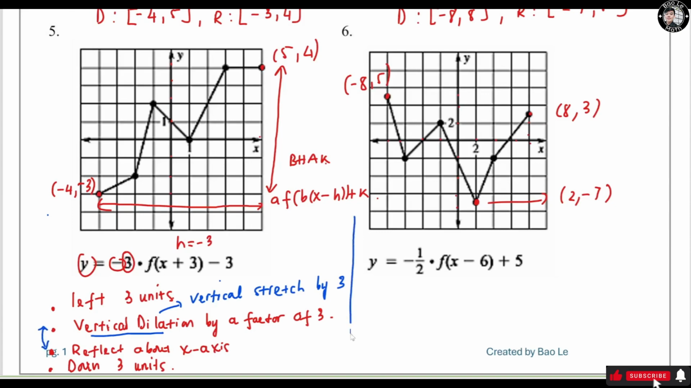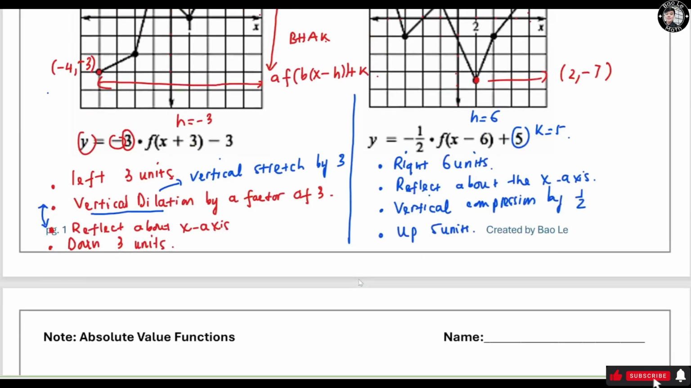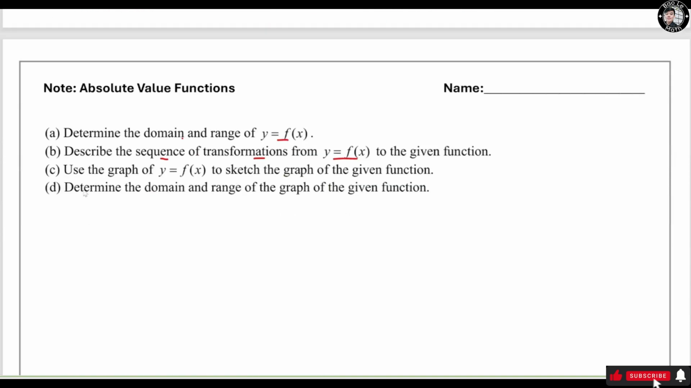Now question 6. You're going to do exactly the same thing, right? Now question C. Use the graph y equals f of s to sketch the graph of the given function.